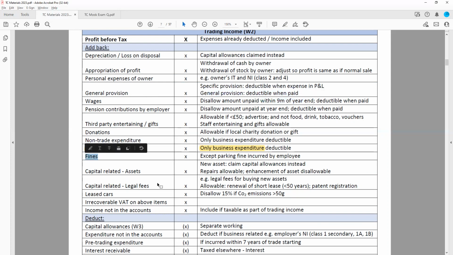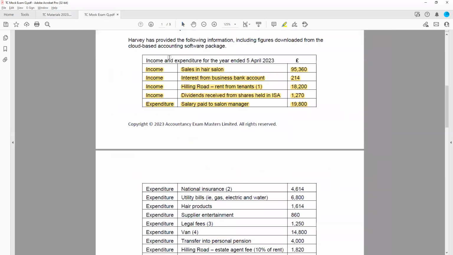Fines are disallowable, as are capital related fees, like legal fees related to capital items. Leased cars have a specific rule around them as well. And of course, with tangible assets, we disallow the accounting amount, so depreciation and loss on disposal, and instead claim capital allowances.